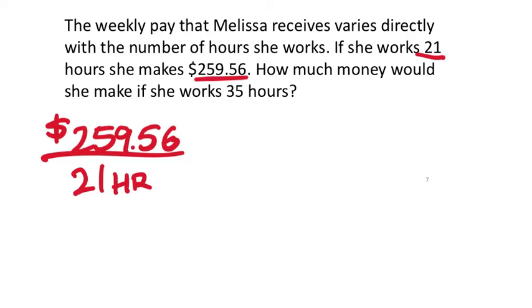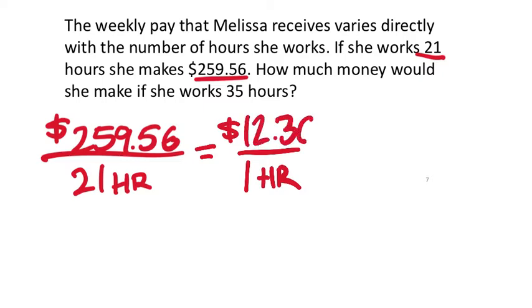Then it's just a multiplication thing, just like you would with the constant of variation, right? So how many dollars for 1 hour is this? Again, this is the constant of variation. I'm going to go to my calculator because I can't do that in my head, and if you can, that's pretty awesome. But 259.56 divided by 21, enter, and I get $12.36 per hour, right?